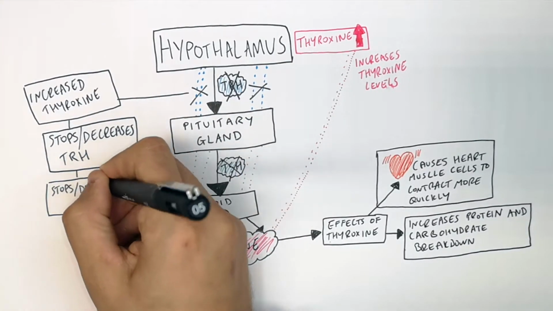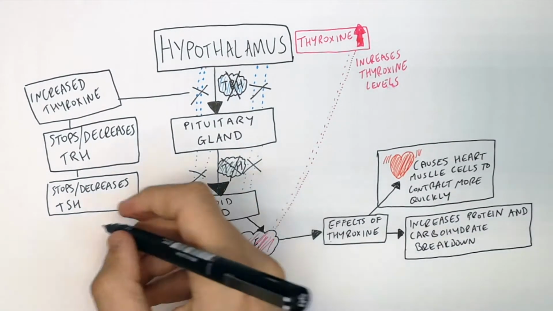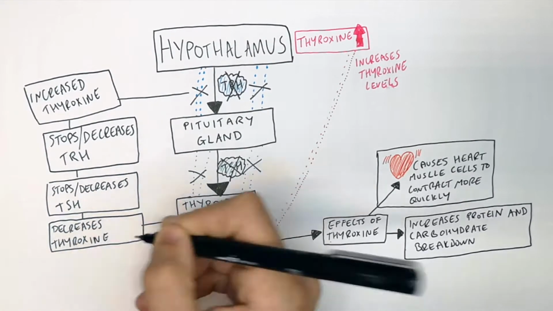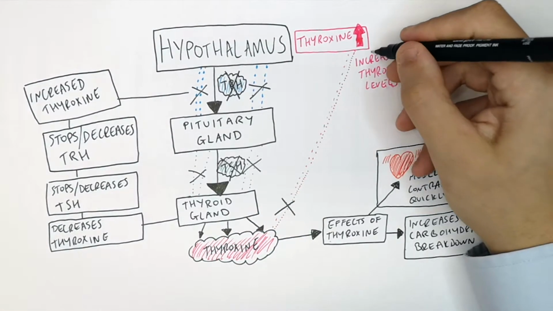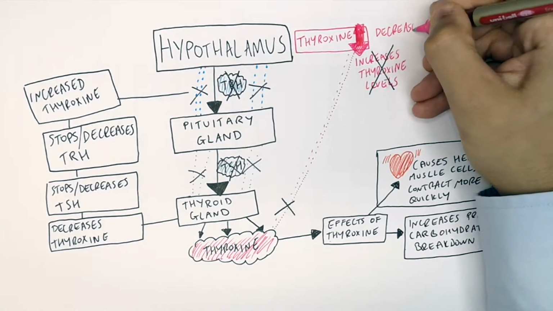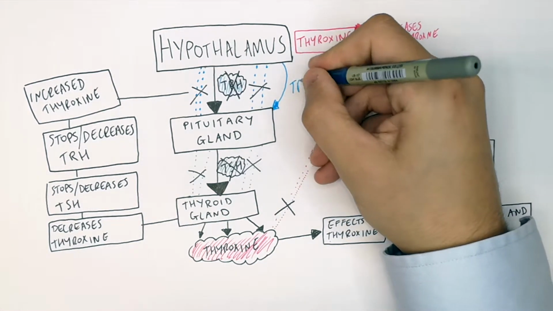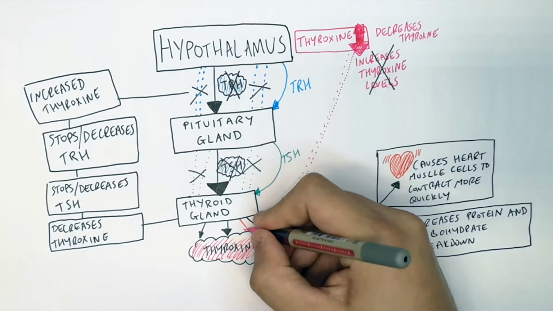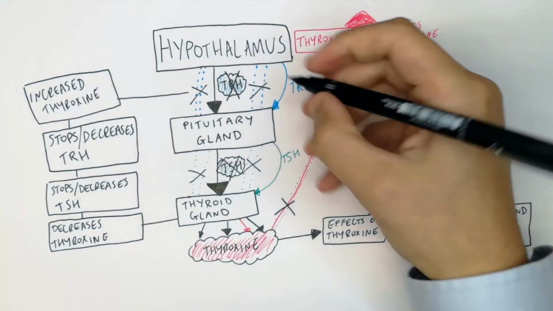So this stops or decreases TSH production in the pituitary gland because there's no TRH or less TRH. Then there's a decrease in thyroxine being produced by the thyroid gland. So now the levels of thyroxine are going to decrease, which your hypothalamus will detect. So now the hypothalamus will secrete TRH, which causes the pituitary gland to secrete TSH, which then causes the thyroid gland to produce thyroxine. And now thyroxine levels will increase, which the hypothalamus will detect.